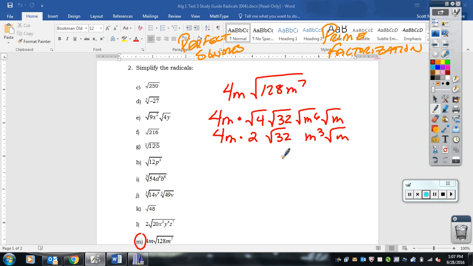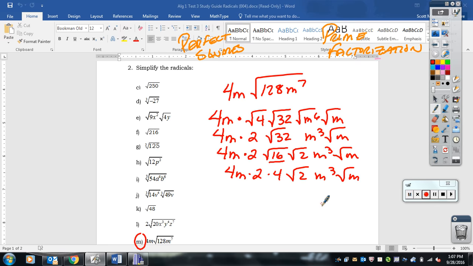Now you got to remember, 32 is actually a perfect square also. 16 goes into that. So it's 4m times 2 times rad 16 times rad 2, m to the 3rd rad m. So you just got to be careful. It's not that big of a deal. This is now 4m times 2 times 4 times rad 2, m to the 3rd rad m. Now again, all the stuff on the outside can be multiplied. This is 4 times 2 is 8, times 4 is 32m to the 4th, because m times m to the 3rd is m to the 4th.